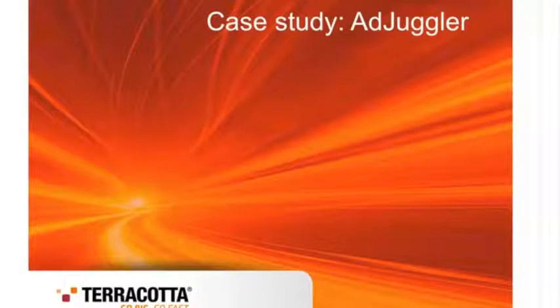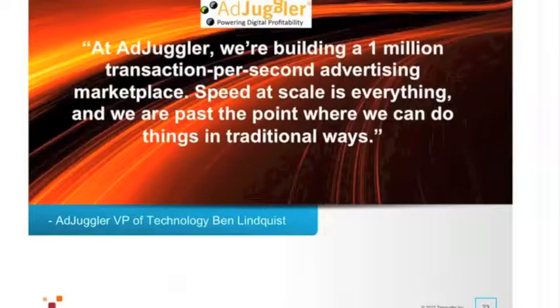So AdJuggler, their next generation ad server is a 1 million transaction per second online advertising marketplace. The ad server is essentially an accounting system, a clearinghouse, if you will, for a huge transaction volume, matching ads to placement opportunities. Now, at this volume, they deal with terabytes of data per day flowing through the system, plus terabytes of data in RAM representing the audience. So for AdJuggler, speed at this scale is everything.